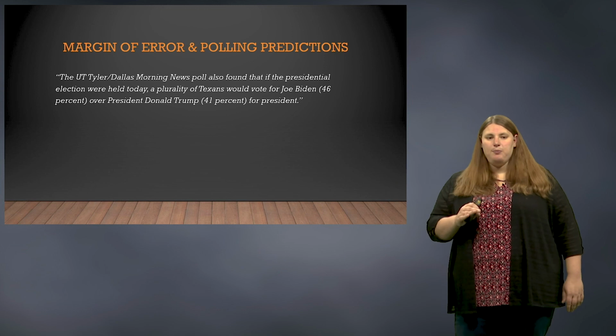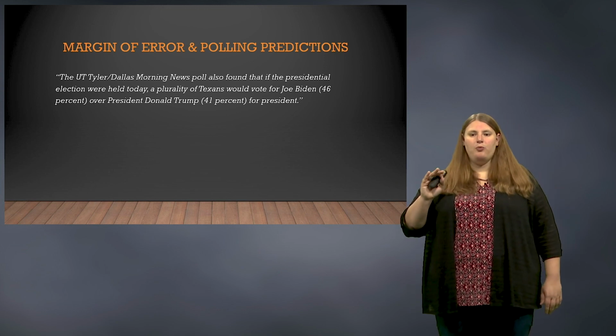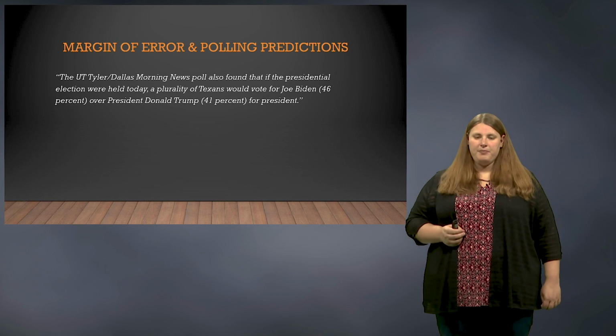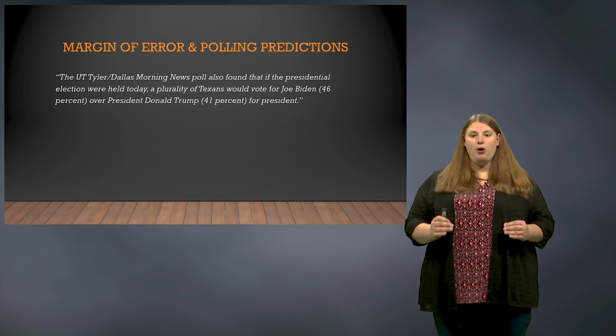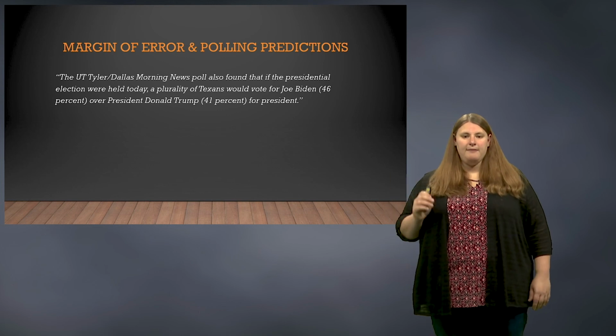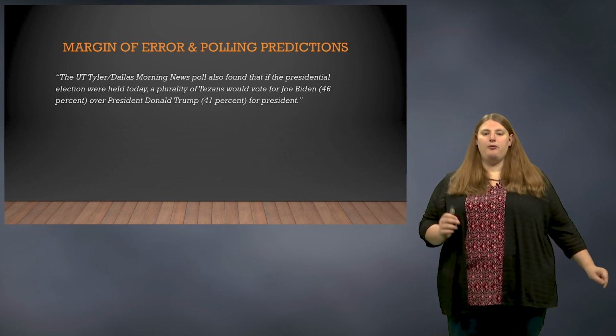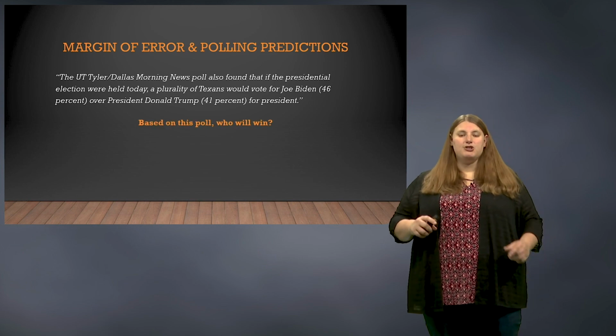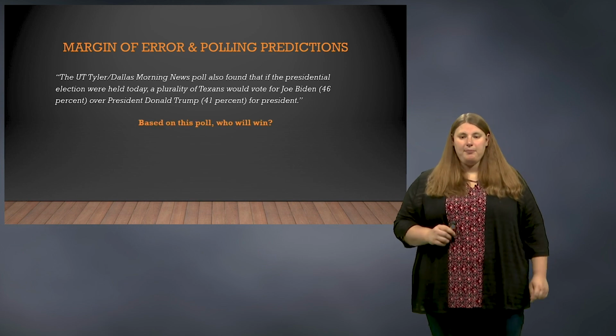All right, so this poll, for example, was produced by our UT Tyler Center for Opinion Research. The poll showed that at the moment of polling, 46% of the sample would vote for Joe Biden and 41% of the sample would vote for President Trump. But remember, these are numbers that describe the sample, not the population.